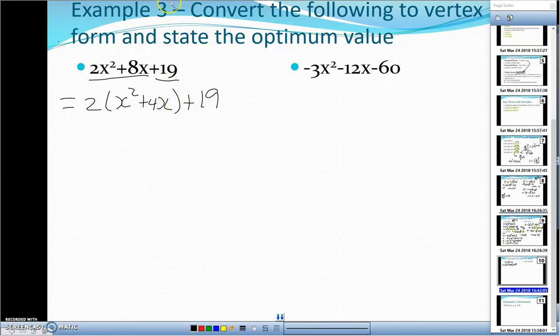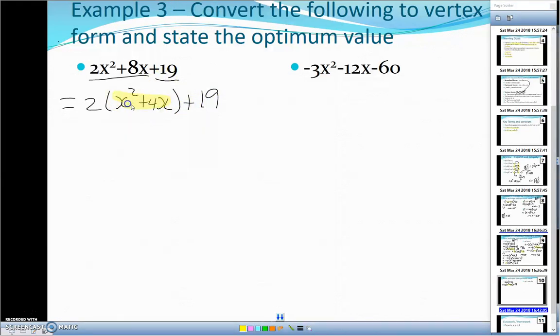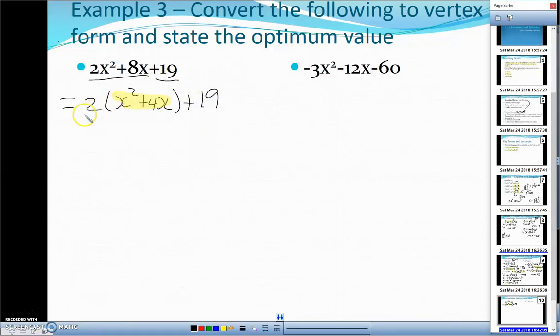And what we want to do is make this a perfect square. We can do that by taking half of 4, which is 2, and squaring it, which turns into 4. So we add 4, subtract 4 inside the brackets. It must go inside in order for this to become a perfect square. x squared plus 4x plus 4 minus 4. And this plus 19 stays on the outside.